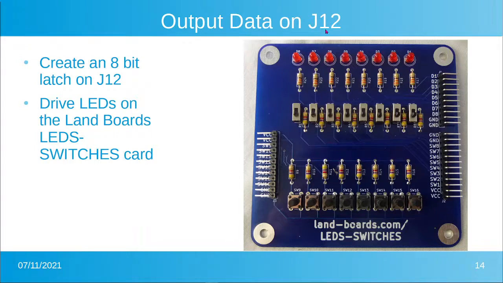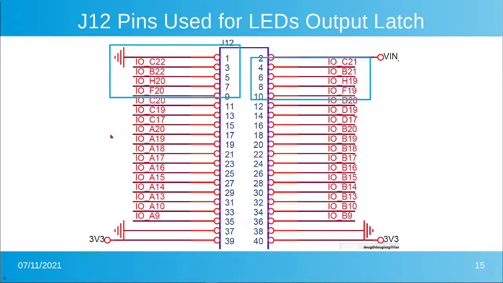It'd be nice to create some output data, an output data latch on that J12, and I've got this little card that I sell in my Tindie store for switches and lights. It's got 8 lights and 8 slide switches and 8 push buttons, but it'd be nice to drive those 8 lights out and see how they work. Let's take a look at doing that. I'm going to use the pins that are up here at the top as marked here, being careful again to avoid the VN pin.